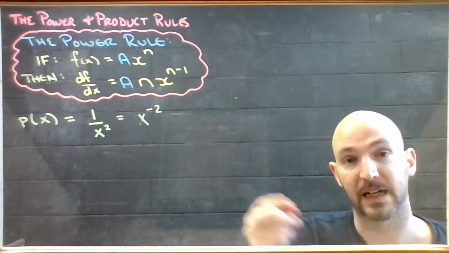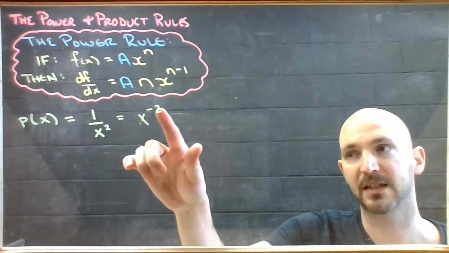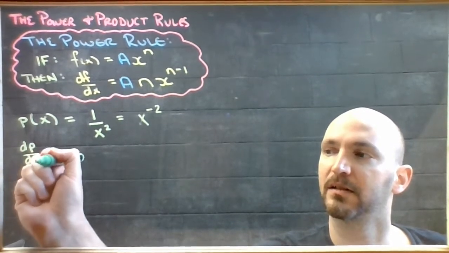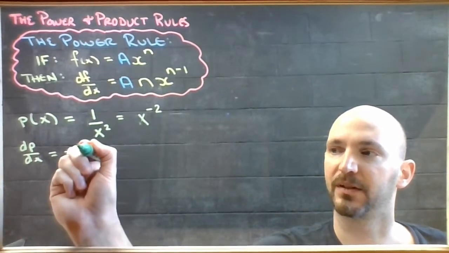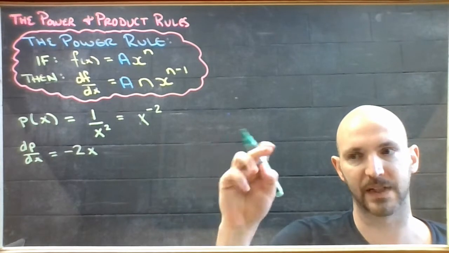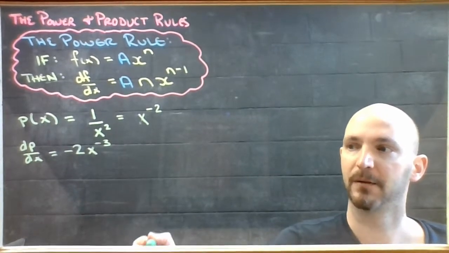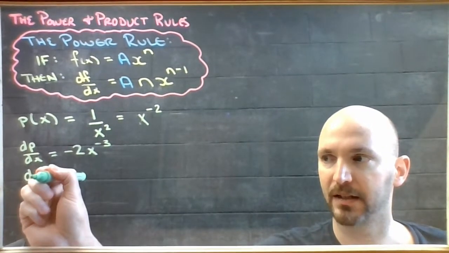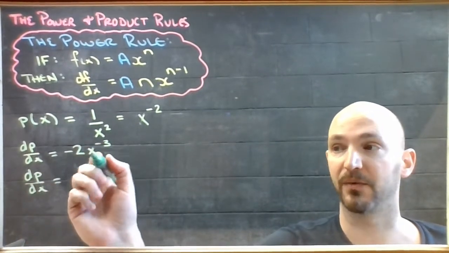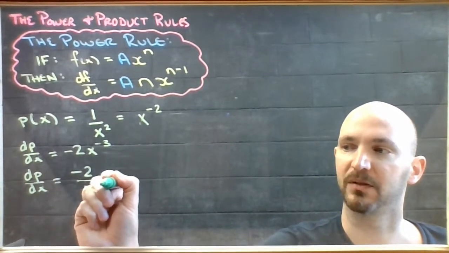So if it looks like that, then allegedly this should work. I should be able to just take the exponent and write it in front. So dp dx should be, bring the negative 2 in front, keep the x, and drop it by 1. And you just have to be careful that negative 2 minus 1 is negative 3. And if you'd like to put that back into fraction notation, which is entirely optional and a matter of personal preference, this would be a negative 2 with an x cubed in the denominator.